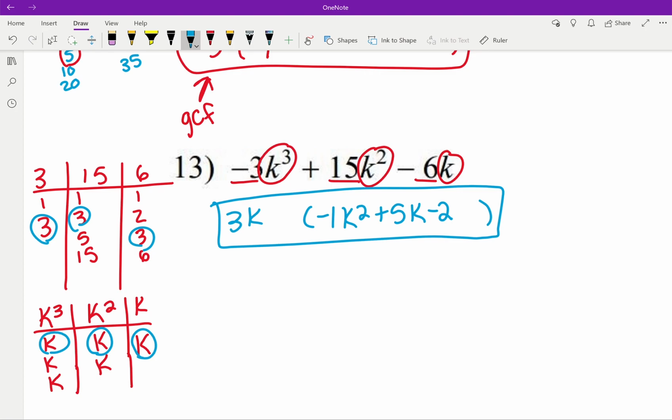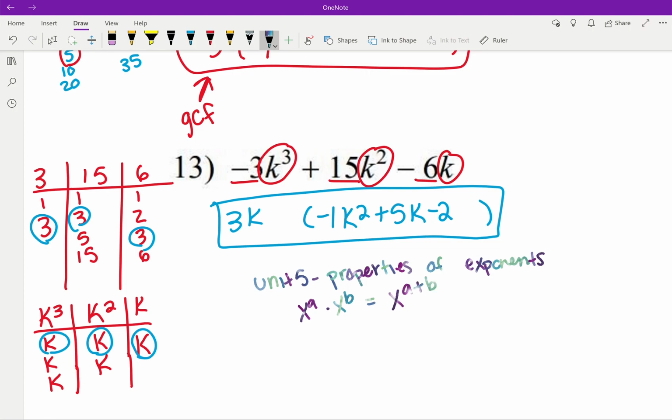And this all pulls from the properties of exponents that we learned in Unit 5. So let me write a note off to the side: Unit 5, which was the properties of exponents. Remember that if we are multiplying common bases, so x to the a times x to the b, we add them, x to the a plus b. And if we're dividing common bases, x to the a divided by x to the b, we subtract them, x to the a minus b.